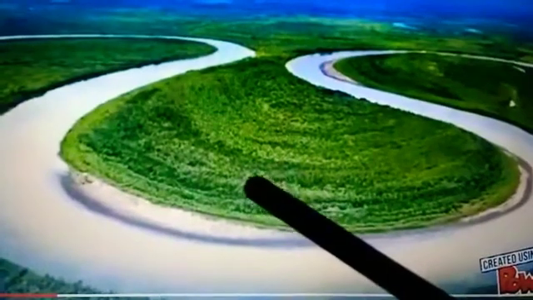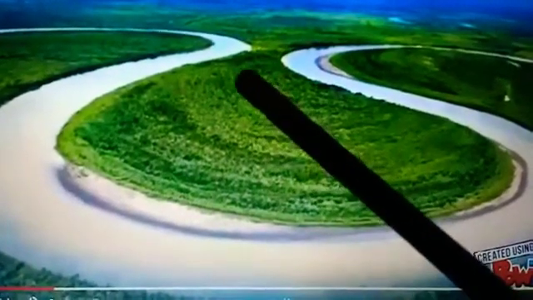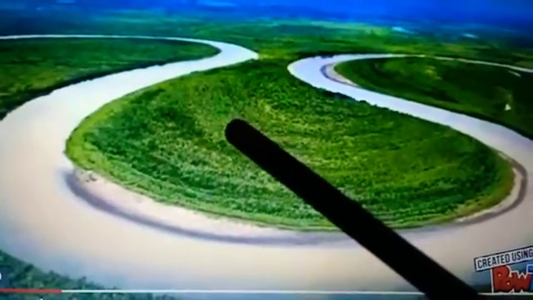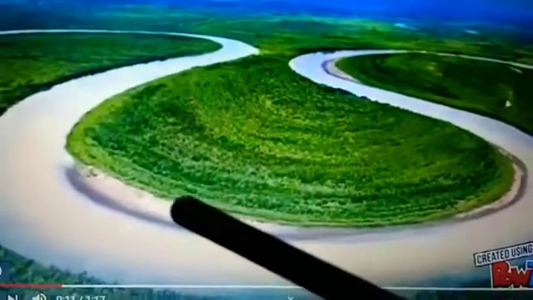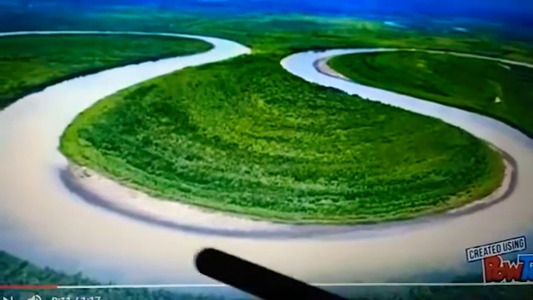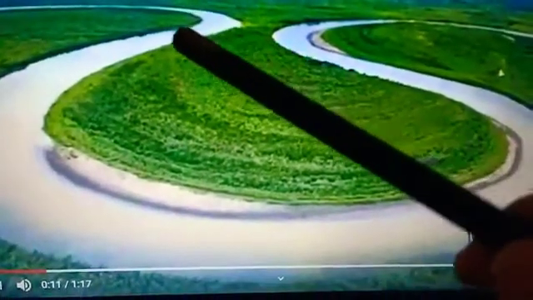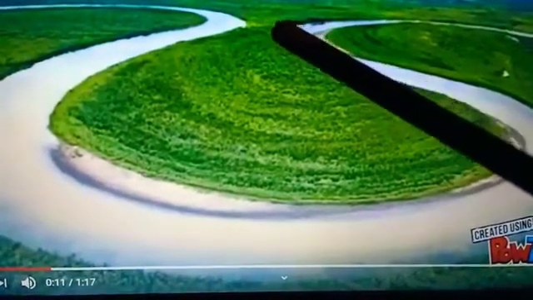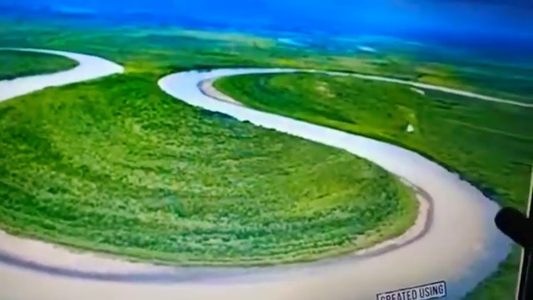How is an oxbow lake formed? You can see the river has two sides, inner bend and outer bend. This is the inner bend, and this side is the outer bend. Inner bend, outer bend, inner bend, outer bend. Here, inner bend, and this is outer bend.